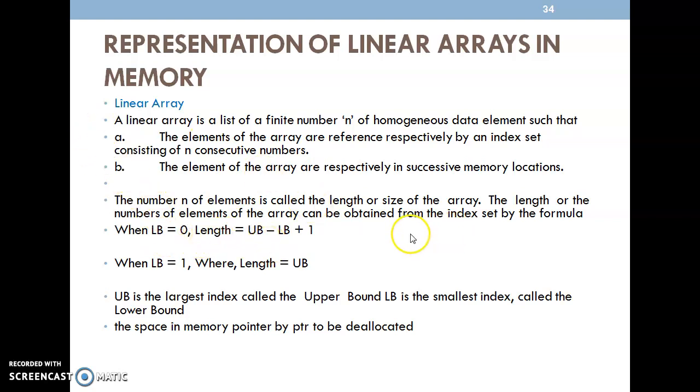Length will be what I told, A from 0 to A to 4. Total 5 elements are there. Upper bound will be 4. Lower bound is 0. 4 minus 0, 4 plus 1. So we'll get 5 elements.